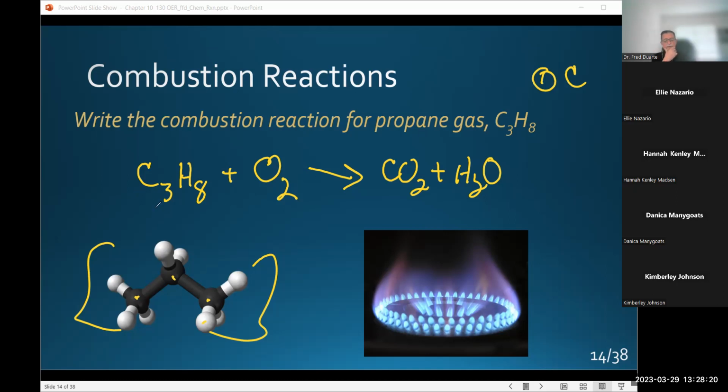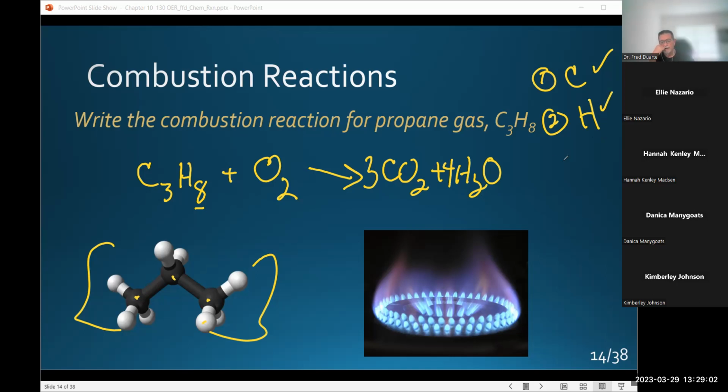If you notice, we have 3 carbons on the reactant side, but only 1 in the form of carbon dioxide. So we balance the carbon first. We put a 3 in front of carbon dioxide. That takes care of carbons. Second, we balance the hydrogens. We have 8 hydrogens on the left-hand side, but we only got 2 on the right side in the form of water. So we put a 4 in front of H2O. That balances up the hydrogens.